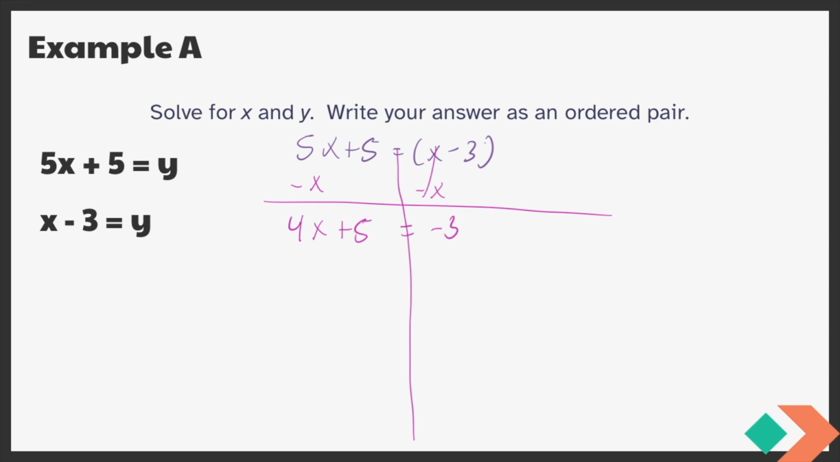Got a two-step equation at this point, so we're going to go ahead and subtract 5 from both sides. We've got 4x equals negative 8. And then our last step is we're going to divide both sides by 4. And when we do that, x is going to be equal to negative 2.